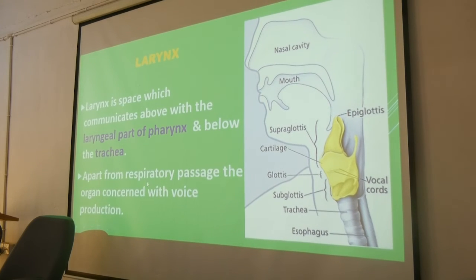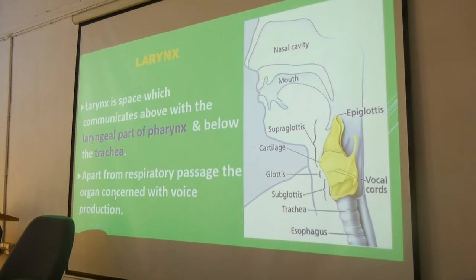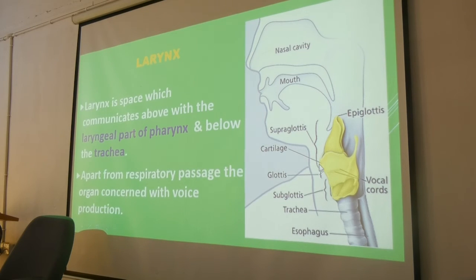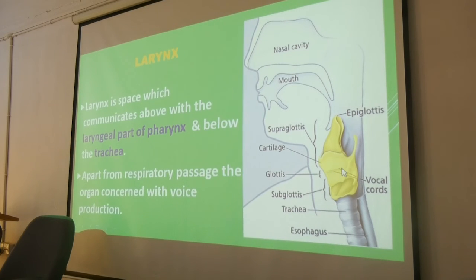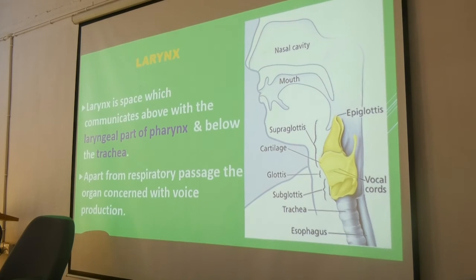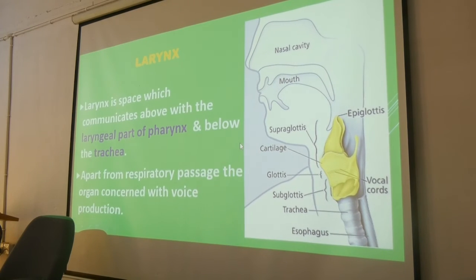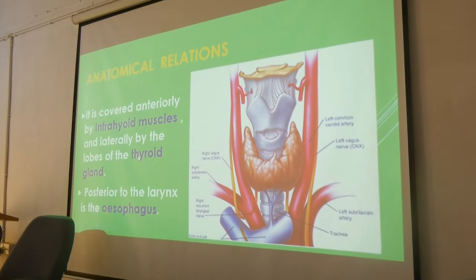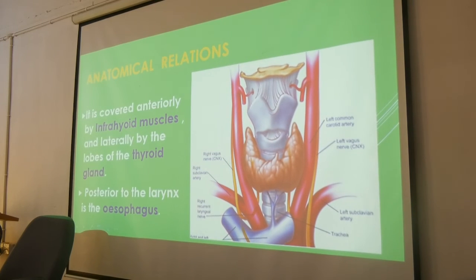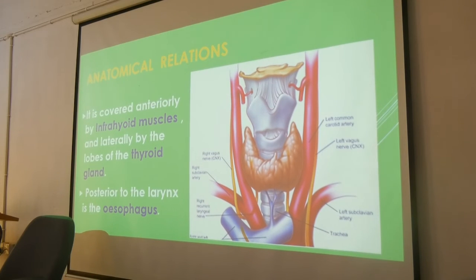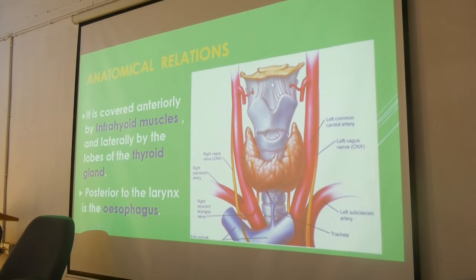ঠিক আছে, তো অ্যাপার্ট ফ্রম দ্য রেসপিরেটরি প্যাসেজ, অর্গান ইজ কনসার্ন উইথ দ্য ভয়েস বক্স। ভয়েস বক্স কোথায় আছে, এই দেখ, এটা হচ্ছে ভোকাল কর্ড, রাইট? সো ভোকাল কর্ড হাউ ইট ইজ ফর্ম, এটাকে বলছে গ্লটিস। ওকে, সো নেক্সট ওয়ান ইউ কুড সি দ্যাট ইজ, what are the anatomical relation. It is covered anteriorly by the infrahyoid muscle.